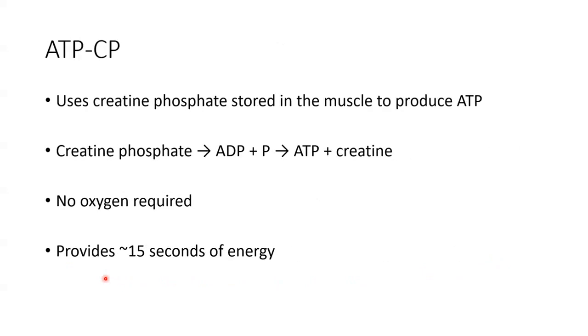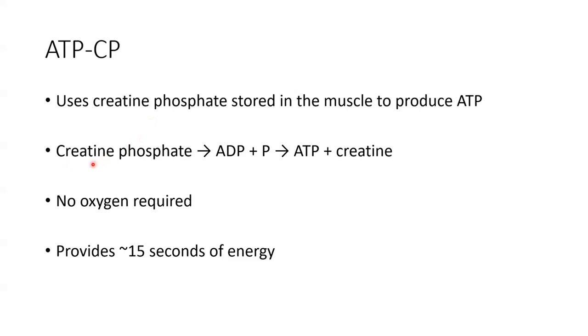So there are 3 energy systems that produce ATP for us to use for muscle contraction, and the first one is called the ATP-CP, or the adenosine triphosphate creatine phosphate system. So creatine phosphate, you might also see written as PC or phosphocreatine, exactly the same thing. Creatine phosphate is a substance that is stored within the muscle, and it helps regenerate ATP, or turn our ADP back into ATP.